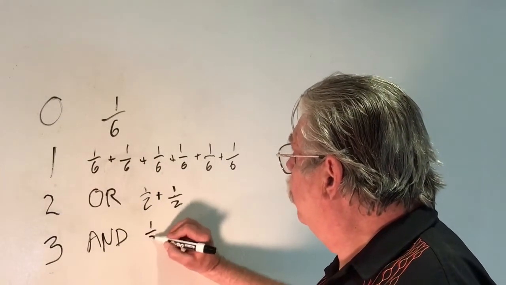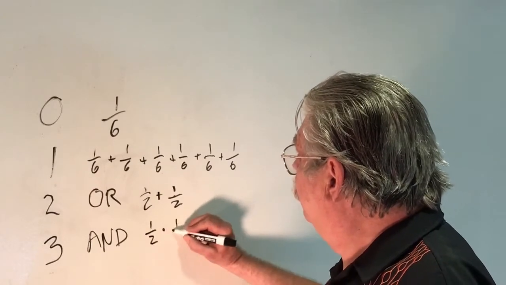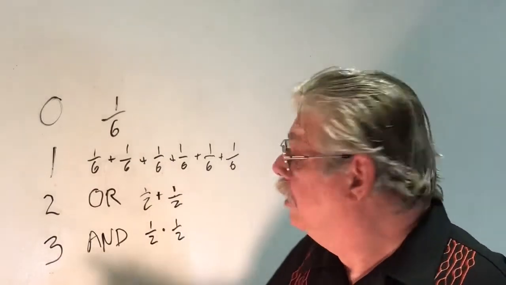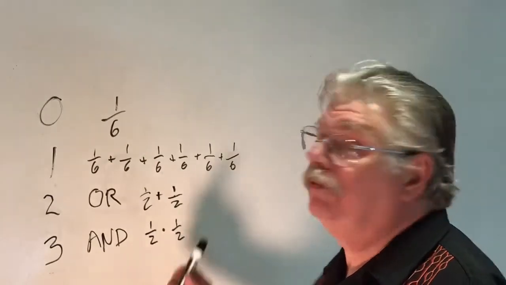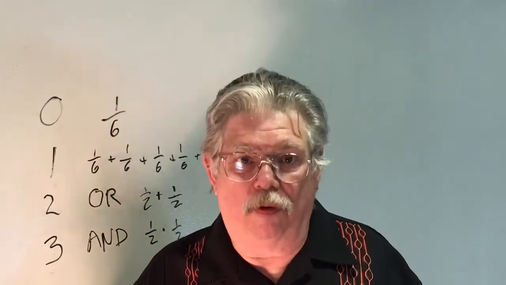So if you flip a coin and you get heads, and you flip it again and you get another heads, the AND there is 1/2 times a half, so it's a probability of 1/4 that both of those are going to occur.